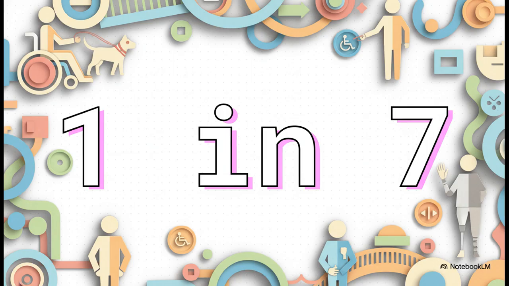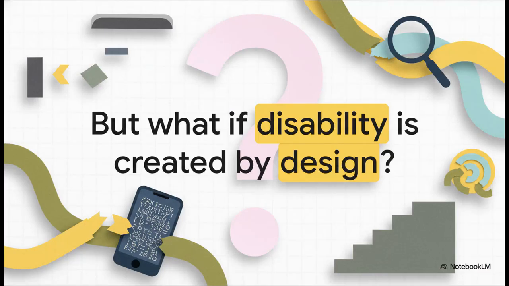Roughly 1 in 7 people on Earth has some form of disability. That's huge. It means this isn't some niche topic for a small group of people. This is a core part of the human experience. Chances are, you know and love someone who deals with this every day. And that leads us to this really big, perspective-shifting question.